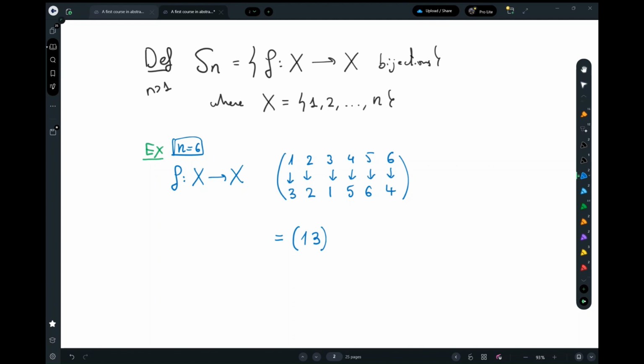Then what happens to 2? 2 goes to itself. I'm going to write it like this, but we usually omit numbers that go to themselves. And then take the next number that is not in either one of those cycles. Take 4, and 4 goes to 5. 5 goes to 6, and 6 goes to 4. So that closes, and this is that permutation written as a product of disjoint cycles. Disjoint because the numbers that are in one cycle are just not touched by the other cycle. So that is a product of disjoint cycles.